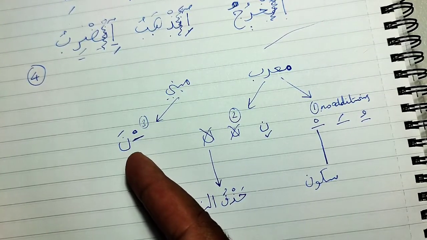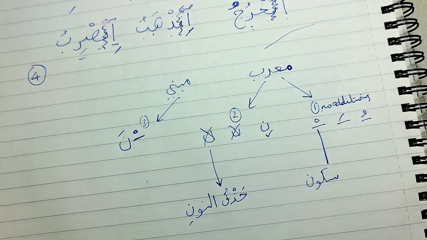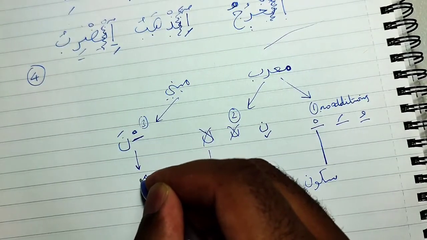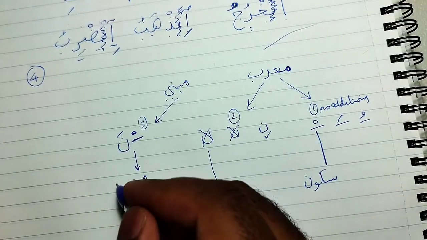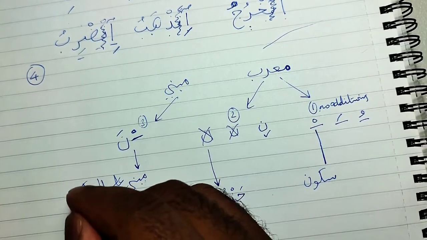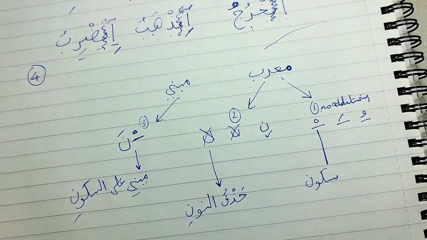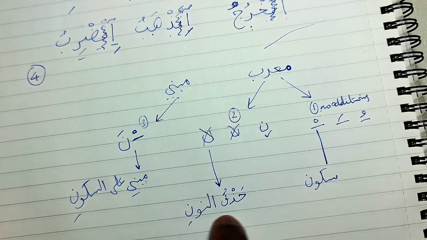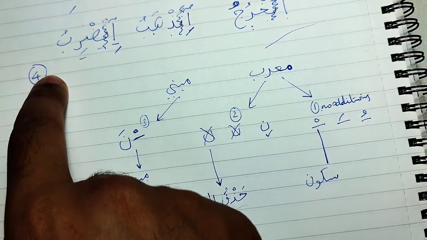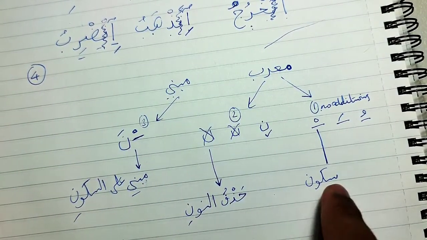The sign of this being majzoom, well, majzoom doesn't come here because majzoom are descriptions or states which affect a mu'rab word. So it doesn't come here. This is going to be mabni ala sukuni. This is mabni on sukun, fixed on sukun. Why is this important? This is important because this is how the fi'l amr is going to end. The ending of the fi'l amr depends on knowing this.